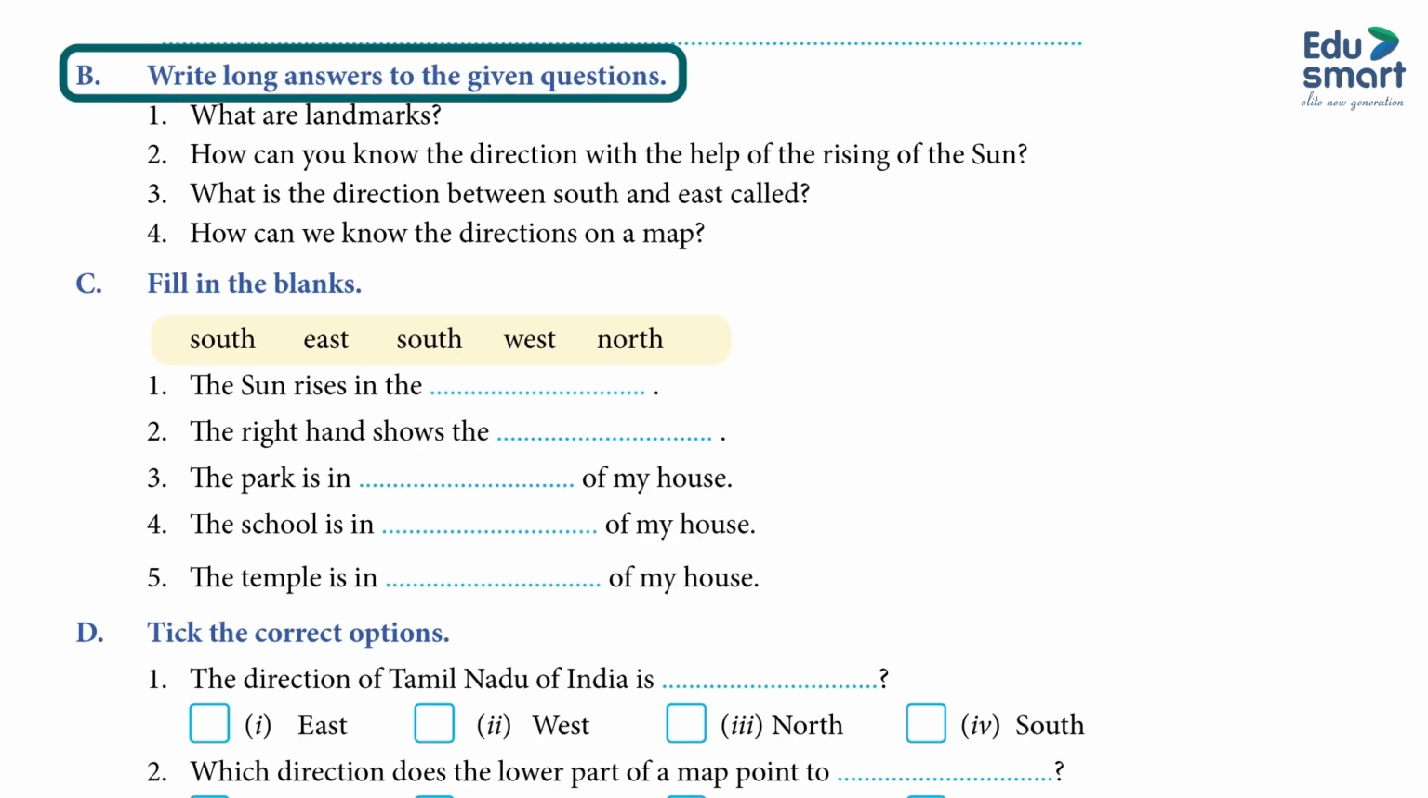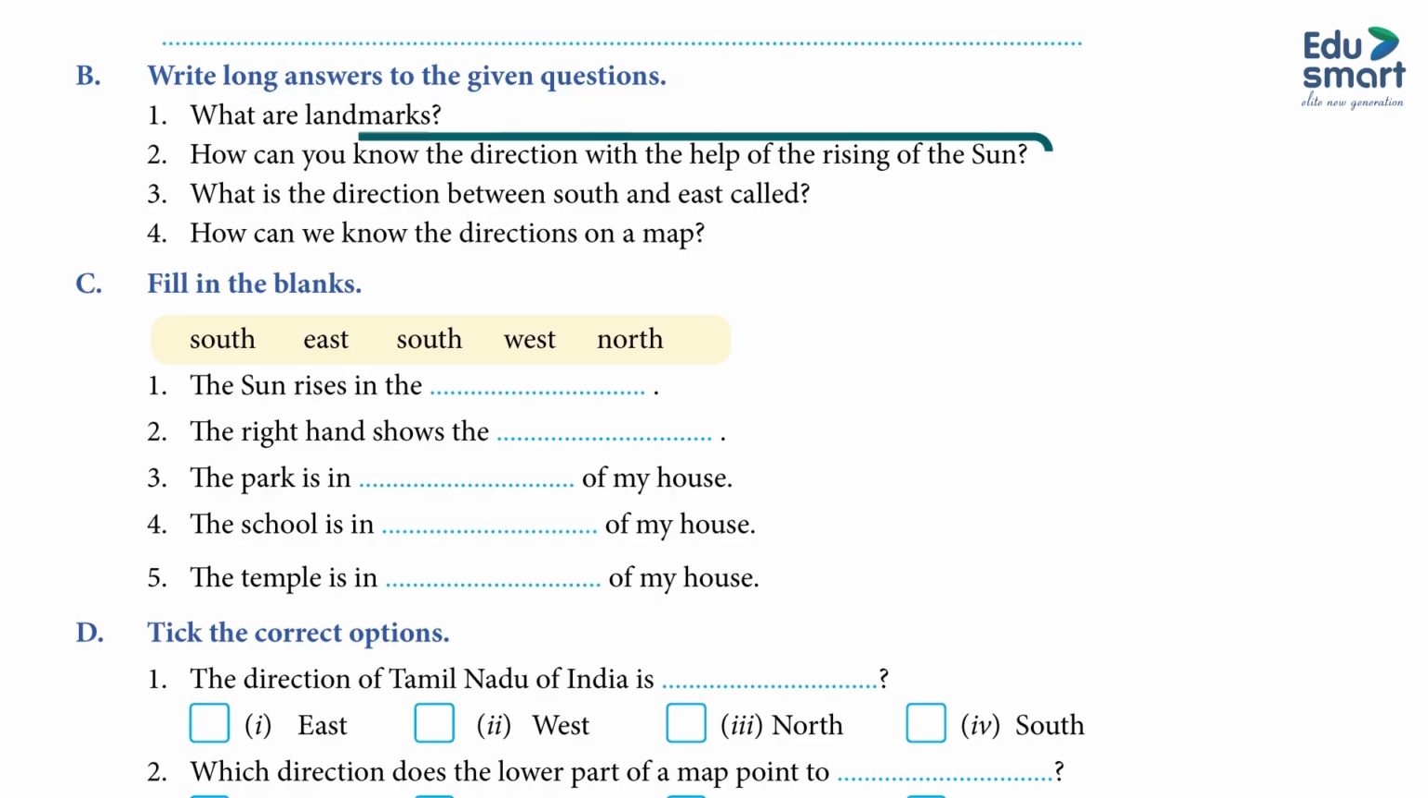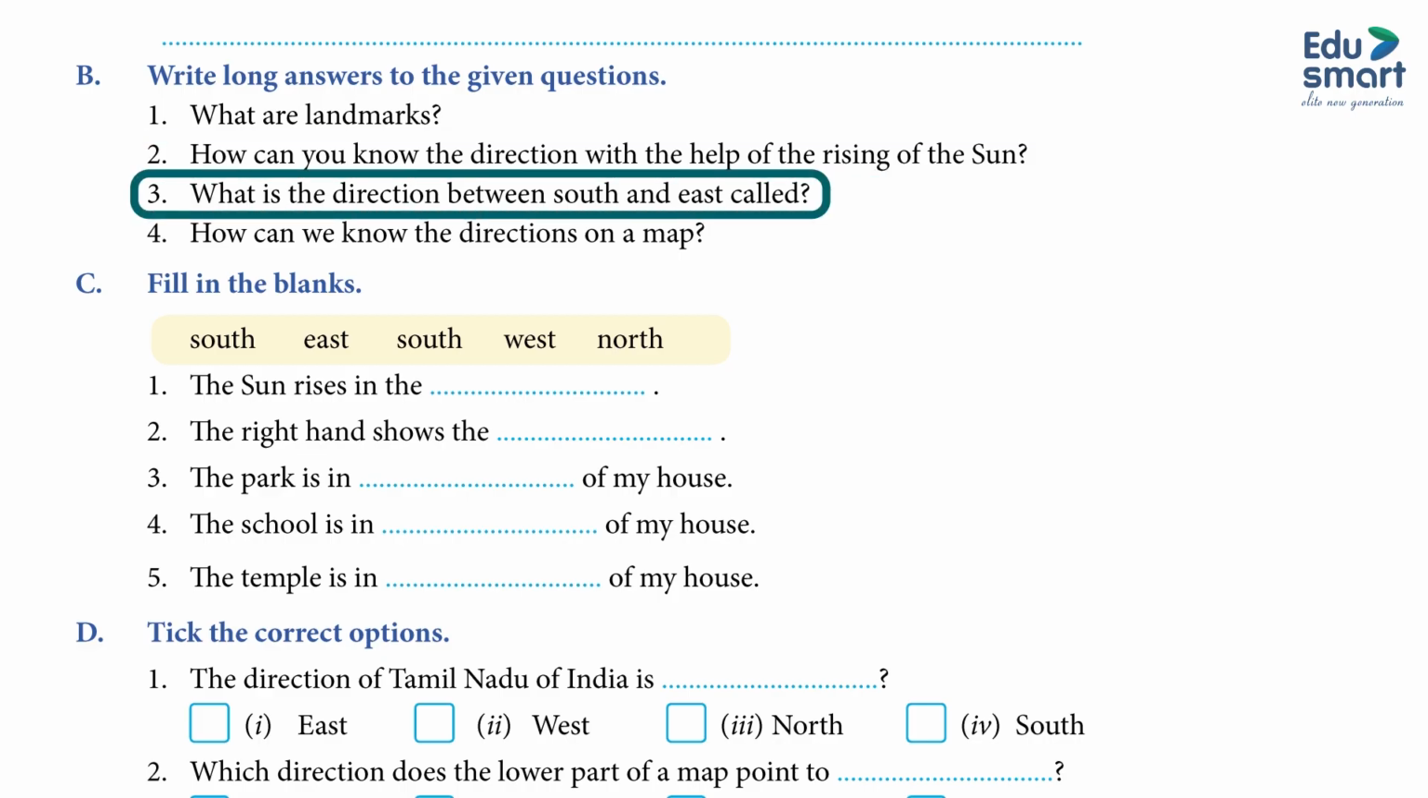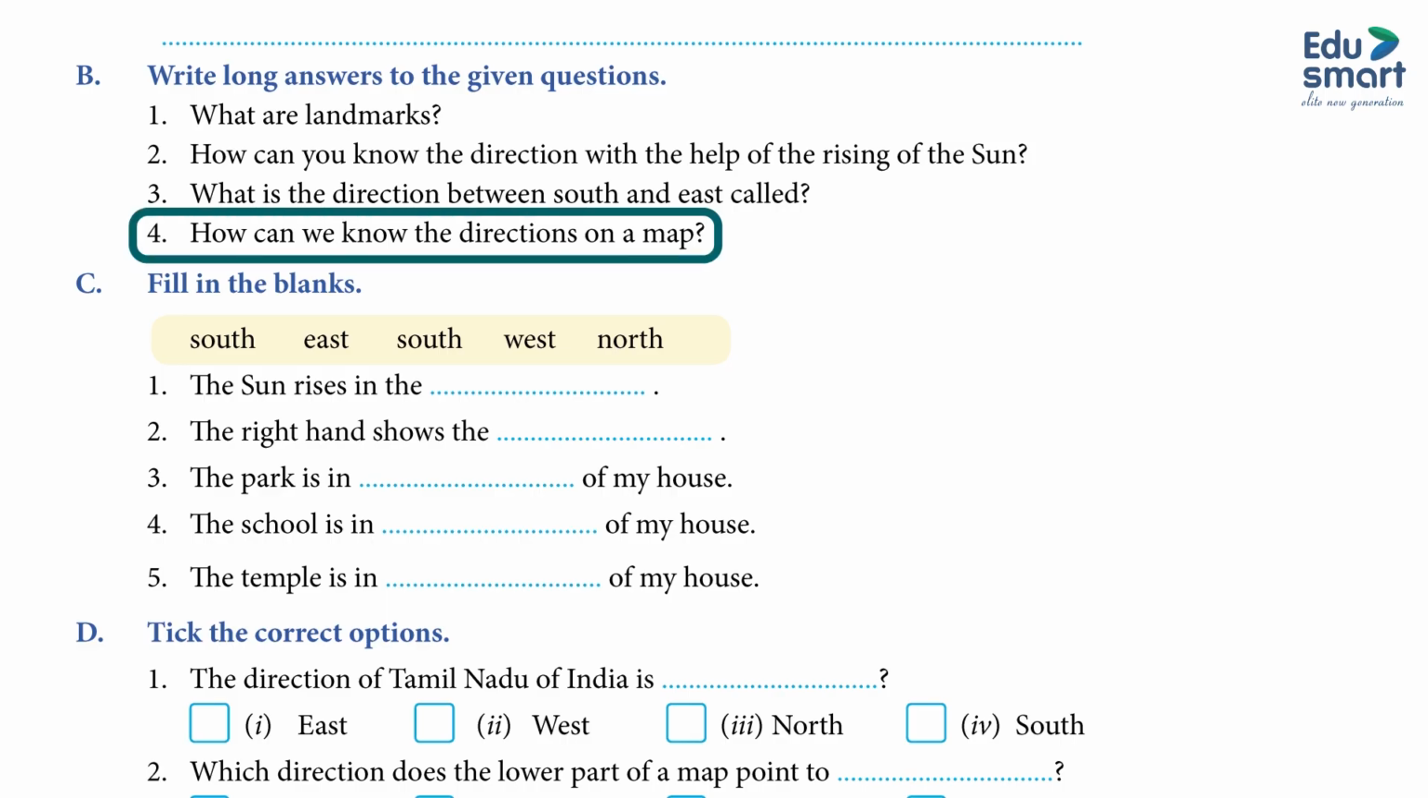B. Write long answers to the given questions. 1. What are landmarks? 2. How can you know the direction with the help of the rising of the sun? 3. What is the direction between south and east called? 4. How can we know the directions on a map?